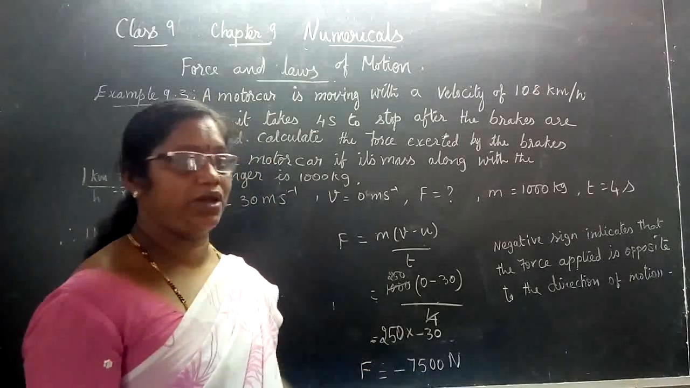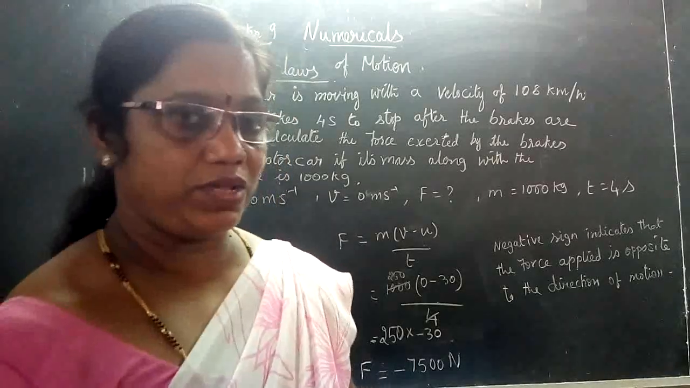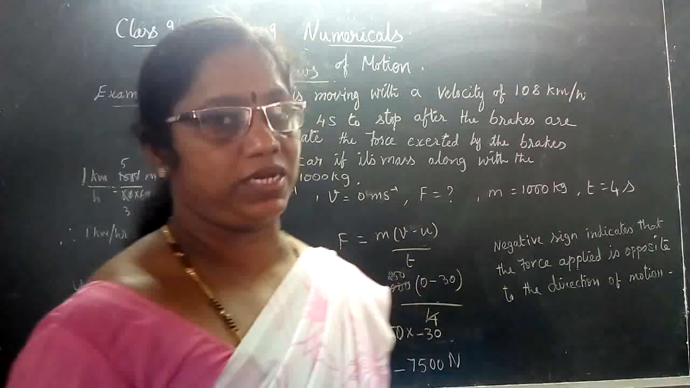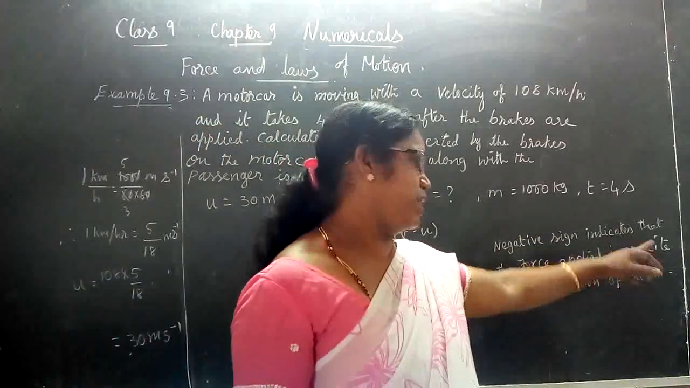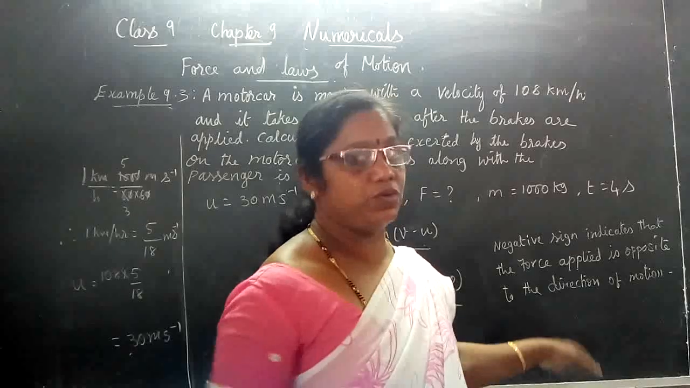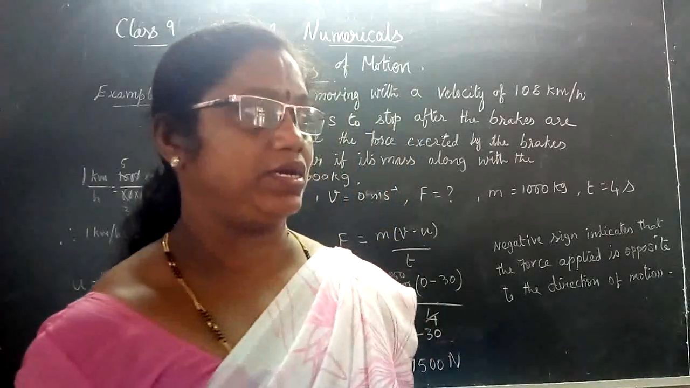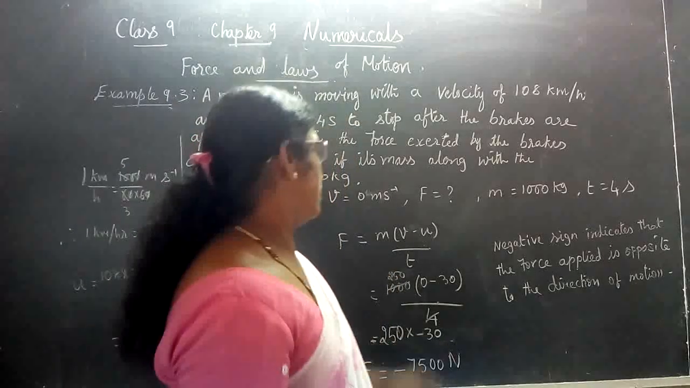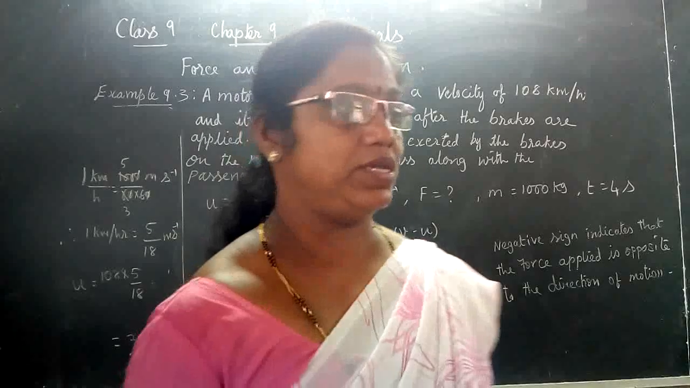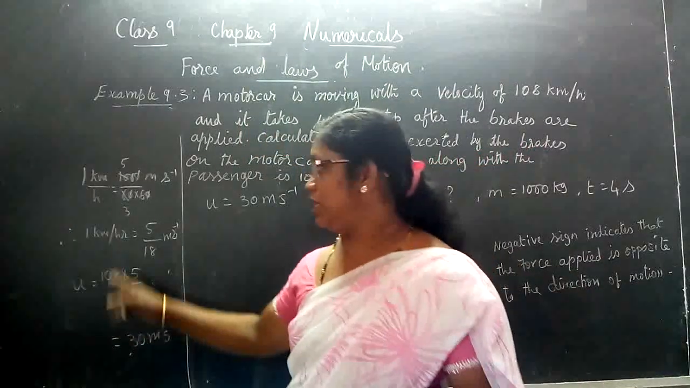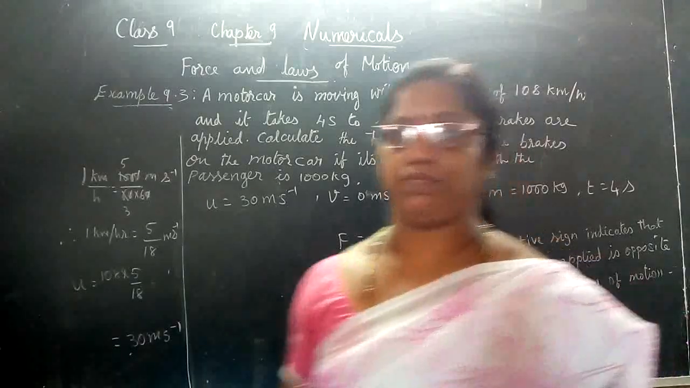What does the negative value represent? It is retardation, meaning the velocity is decreasing and it brings the car to rest. The negative sign indicates that the force applied is opposite to the direction of motion of the body. Hence it comes to rest. Therefore, this is a simple sum. The main thing you have to understand is how to convert kilometer per hour into meter per second.